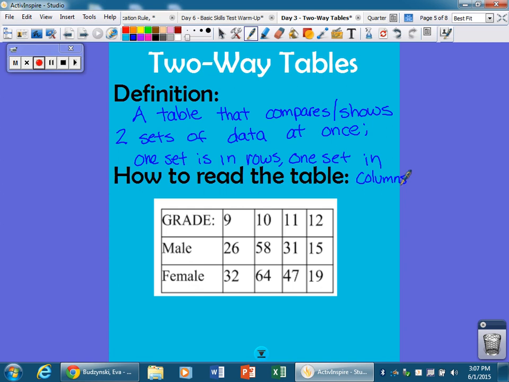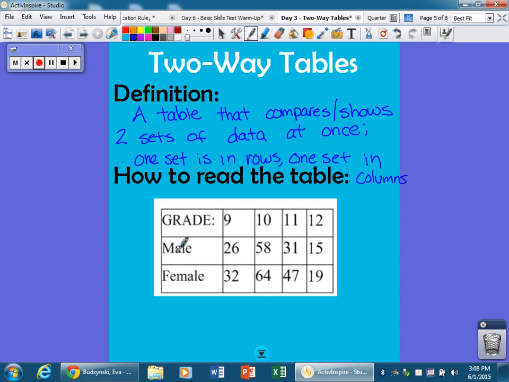So we have two sets of data. Again, one is going to be in your rows, one is going to be in your columns. They're going to be different. That's the whole point. We're comparing them. So here's a table that's already filled out for us, and I just wanted to talk about it a little bit. We're looking at a high school, and it has the grades at the top. So we have 9th, 10th, 11th, and 12th, and then we have males and females.